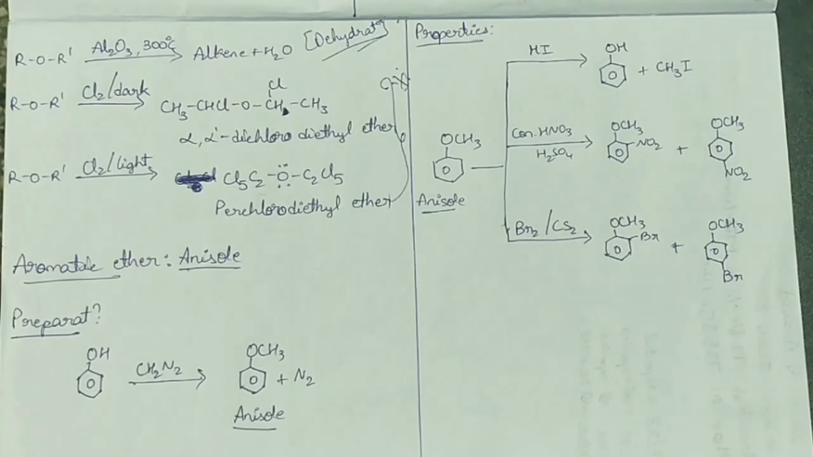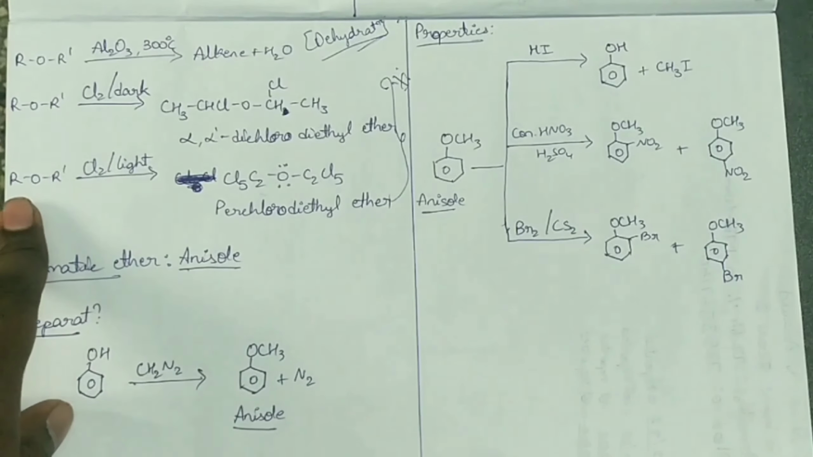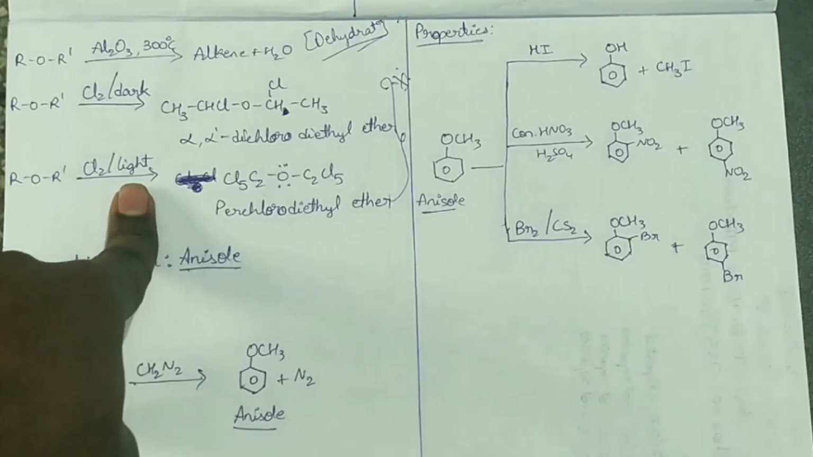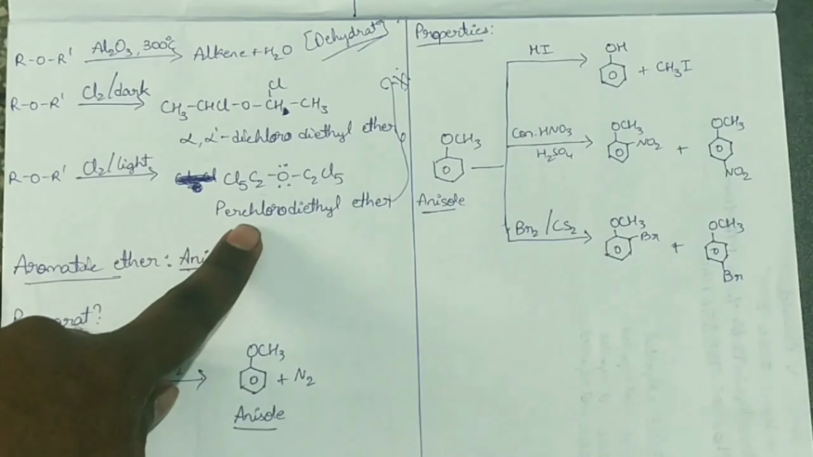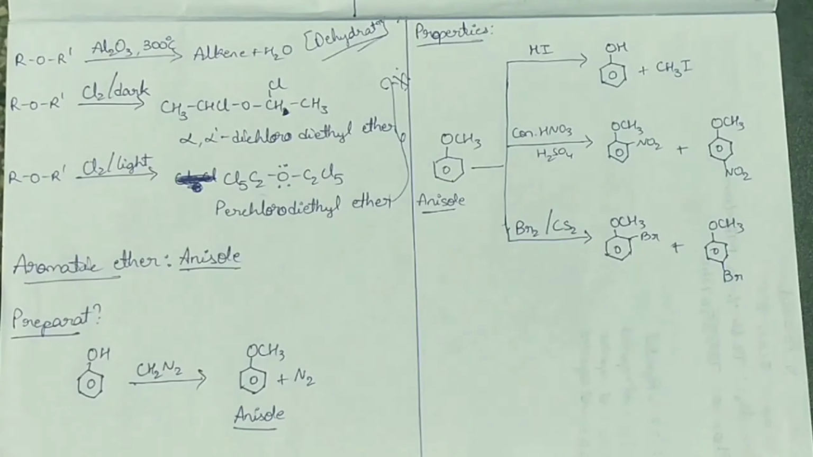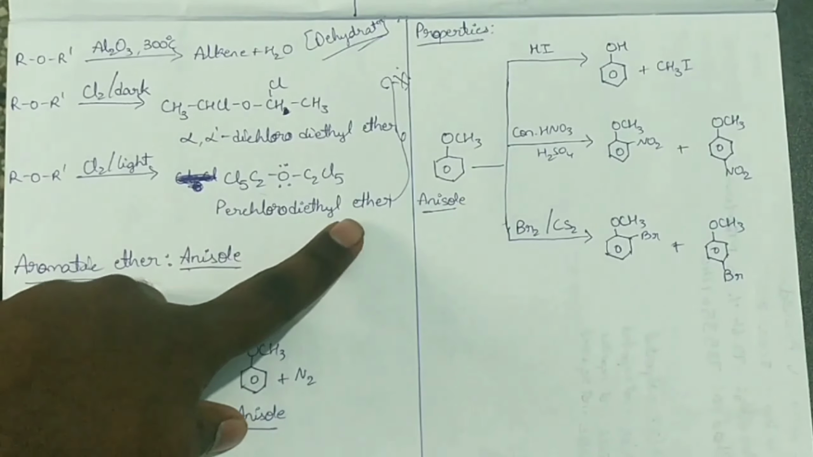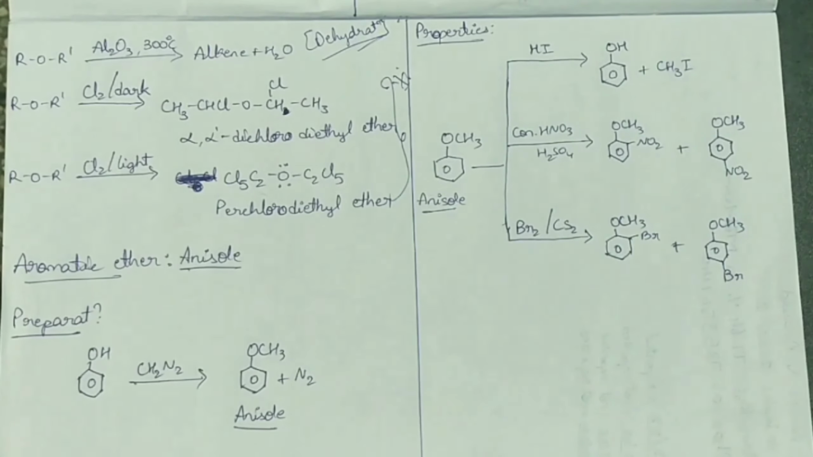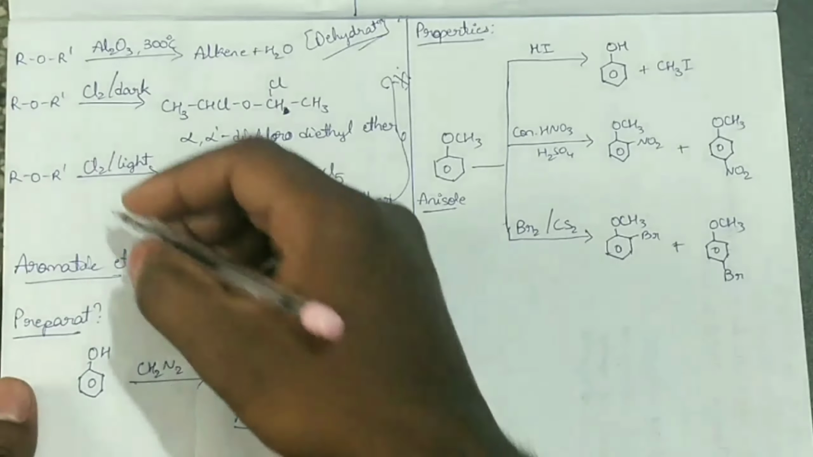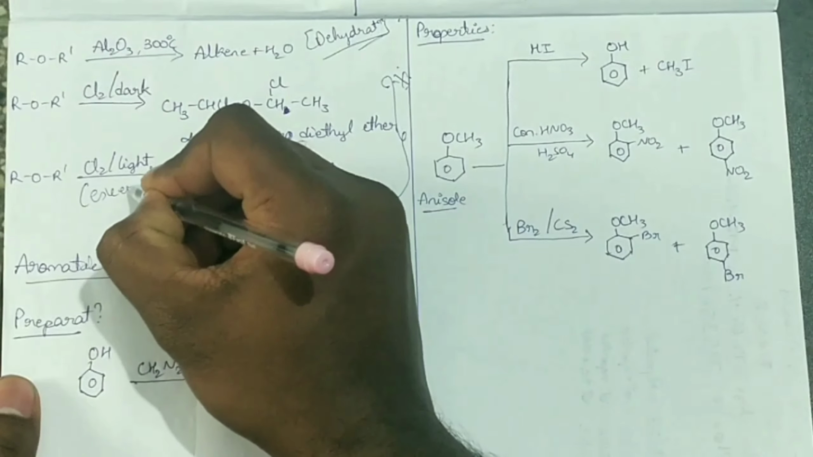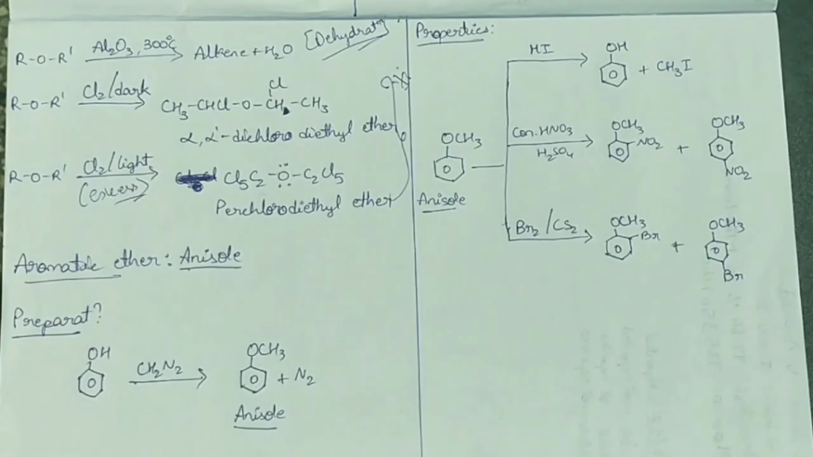So next, the same reaction in the presence of light. When an ether reacts with chlorine in the light, it gives perchlorodiethyl ether, which means all the hydrogen atoms get replaced by chlorine, and here chlorine is used in excess. So what happens when an ether reacts with chlorine in the light? All the hydrogen atoms get replaced by chlorine.